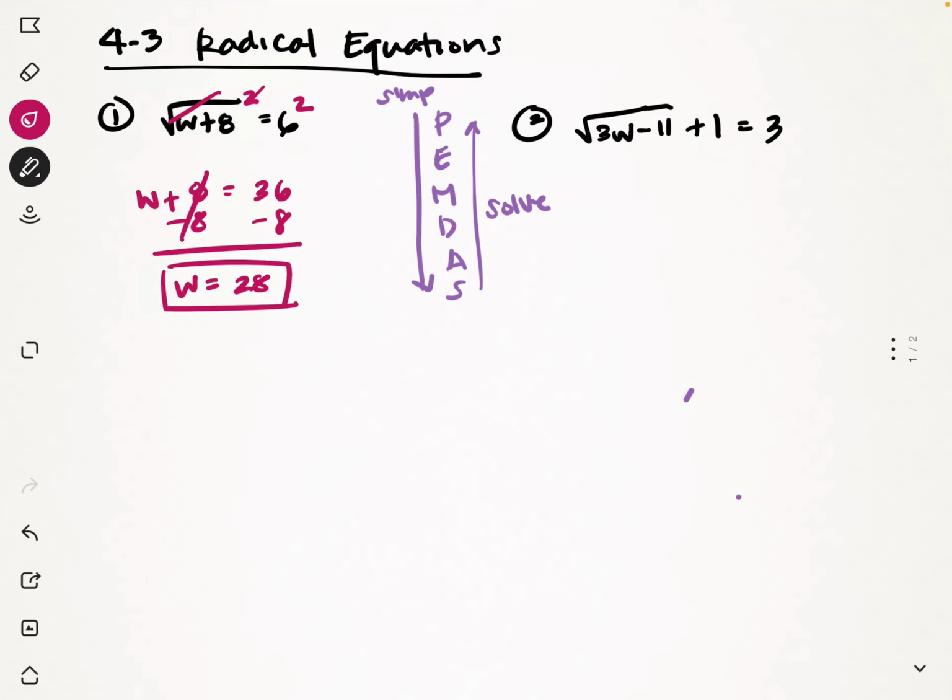Okay, so same thing on the second one. This time we do have an addition or subtraction to take care of first, which is outside the radical. So we're going to go ahead and subtract our 1 first. Three minus 1 is 2. And then we're back to where we were in the beginning of the first problem, right? We're going to undo our square root by squaring both sides.